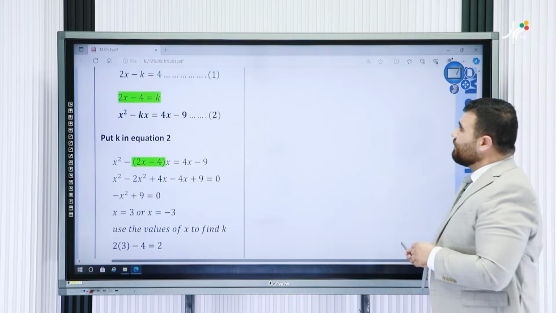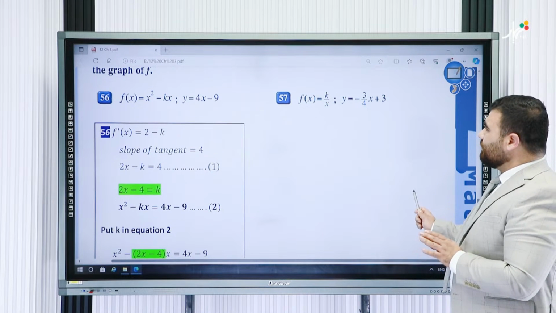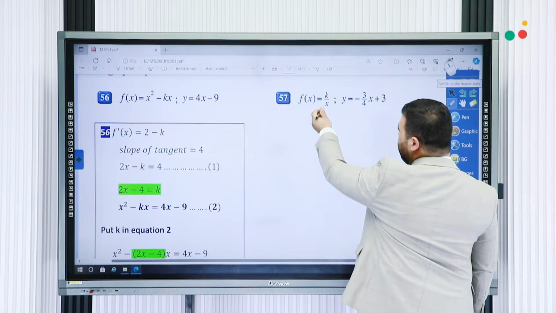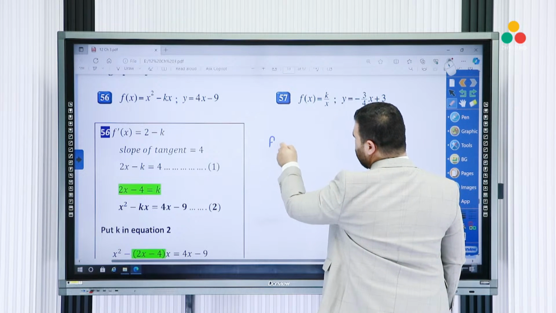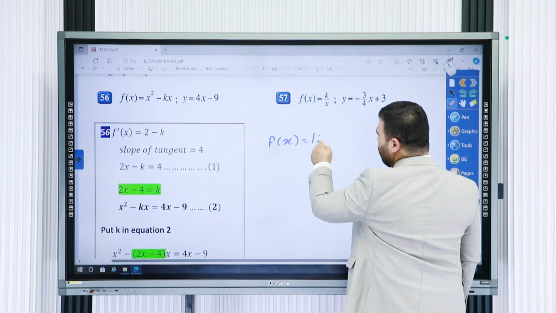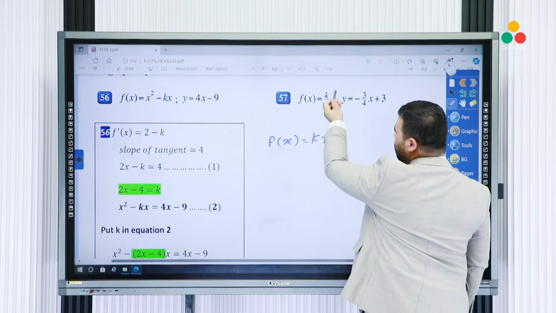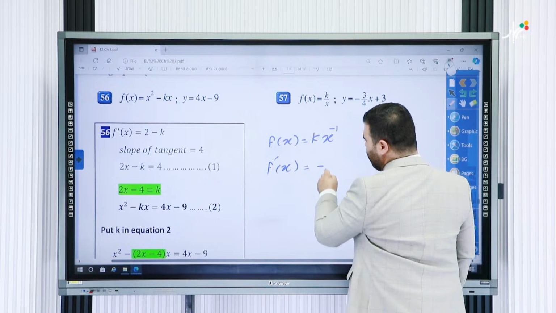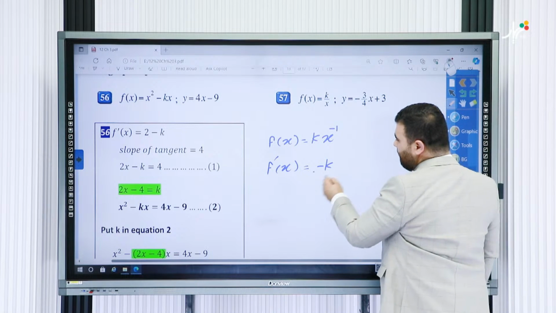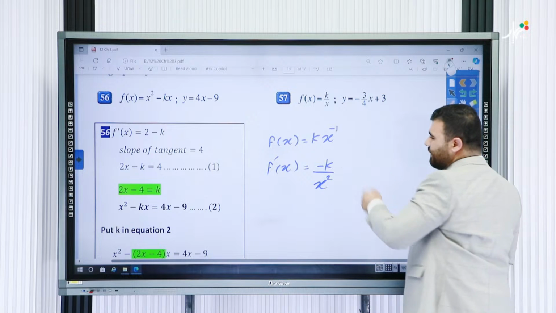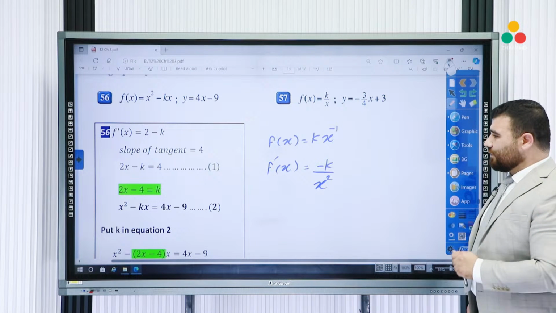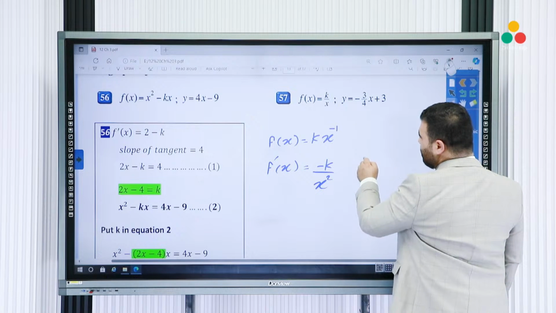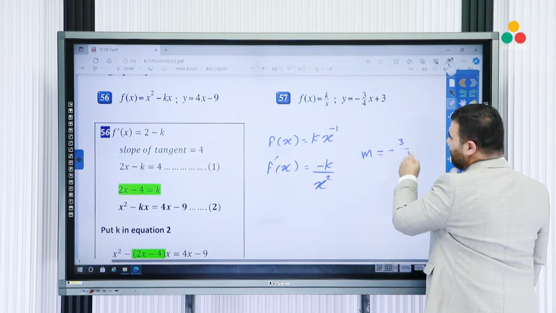In the next question, you can do it. What you do first, we equate the derivatives. Derivative of this: we can rewrite f(x) as k times x to the negative 1. X is down, goes up, becomes negative. Then the derivative is equal to negative k over x squared. It will be negative k x to the negative 2. X to the negative 2 goes down, it will be x to the power 2. That's f prime. On the side, slope is equal to negative 3 over 4.